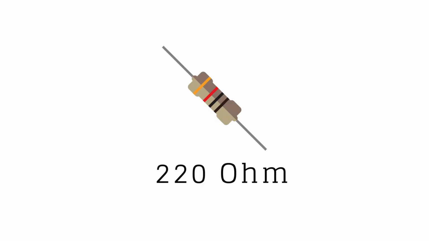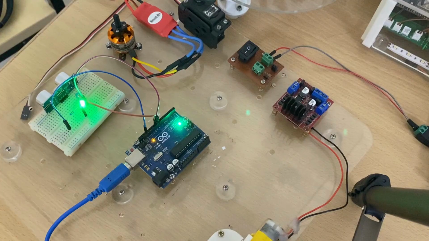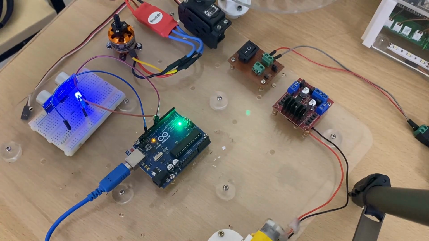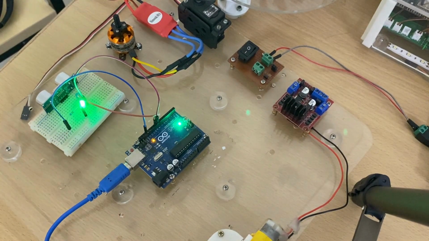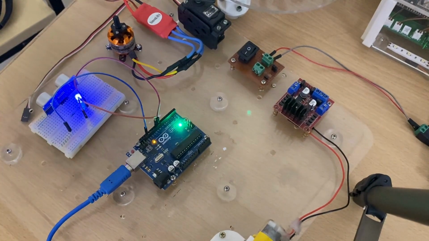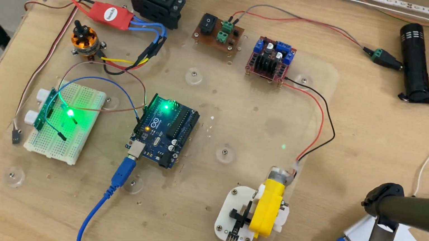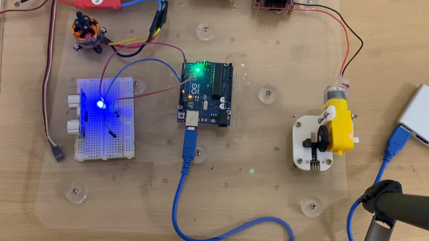No need to worry about this. We can choose the closest standard resistor value available, like 220 ohm. The goal is to get as close as possible while using a readily available resistor. And there you have it, calculating the resistor value for an LED. This ensures our LED shines brightly and stays safe.